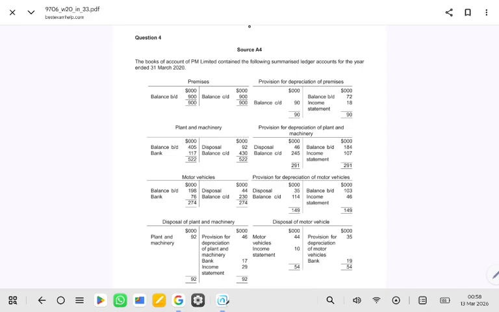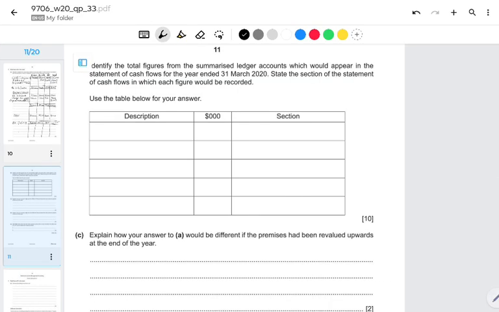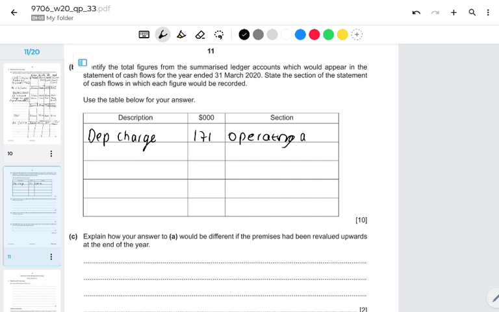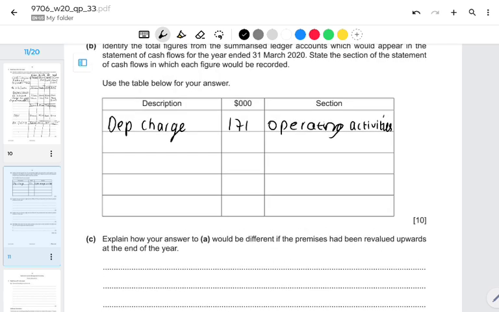The depreciation charge would be recorded as 171,000. And it is recorded in the operating activities because it does not have any link with the financial activity, as depreciation is charged on the non-current asset, so it is rather recorded in the operations. Then comes loss on disposal.